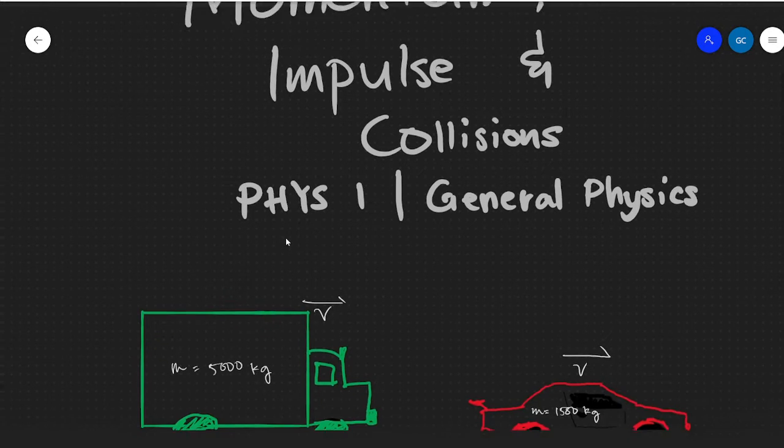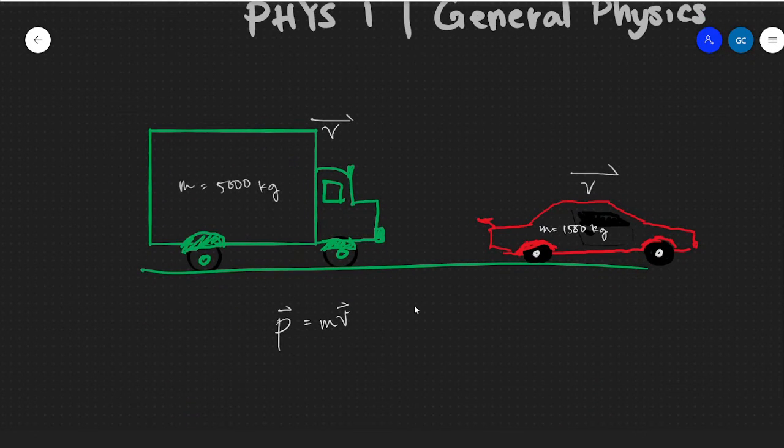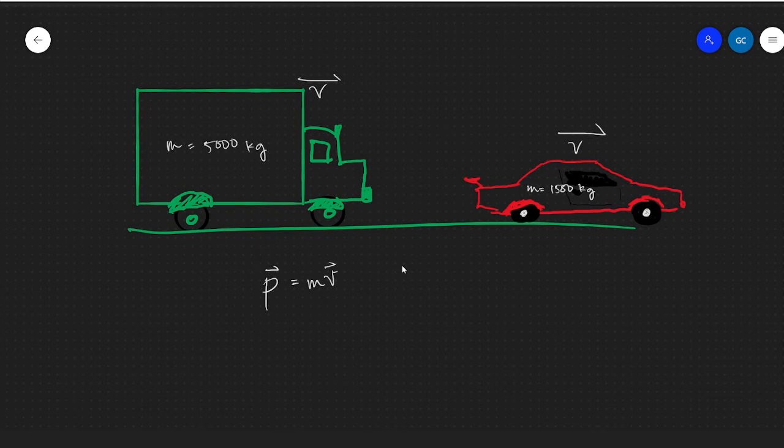So, kumbaga, halimbawa, meron kang dalawang sasakyan. Kasi, yan, pagpasensya nyo na yung drawing ko. But in any case, we have here two vehicles and one of the vehicles is relatively heavier than the other. So, we have here a truck with a mass of 5,000 kilograms and a car with a mass of 1,500 kilograms. So saying that they are moving at some velocity, we know that if the car and the truck travel at the same velocity, we know that the truck will actually have a higher momentum than the car.